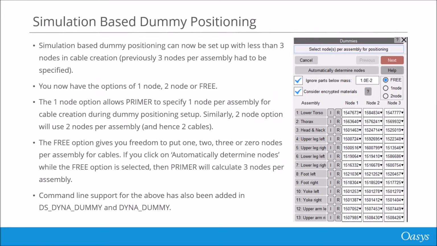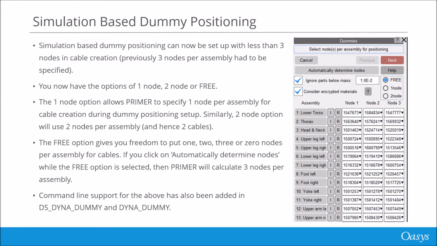So in Oasys 17, we've made a few additions to this. Previously, you had to specify 3 nodes per assembly to attach cables to, and those cables are used to pull the occupant into position, as you saw on the previous slides. Now we have options of 1 node, 2 node, or 3.